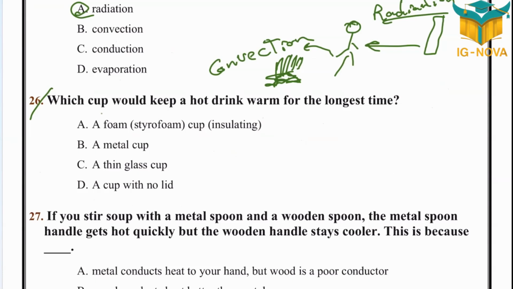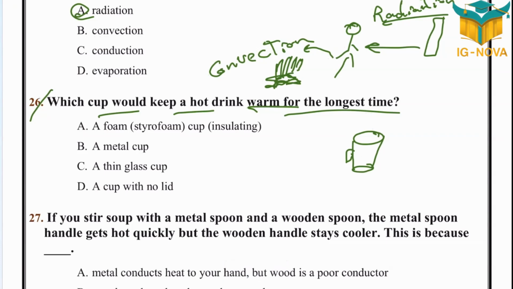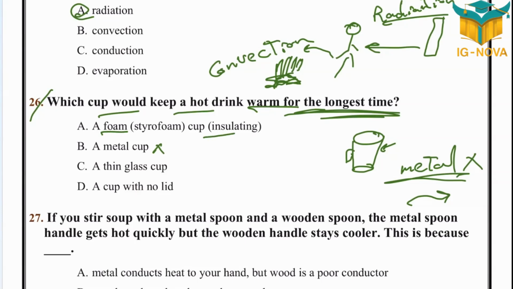Question 26. Which cup would keep a hot drink warm for the longest time? If you have a cup here, what is the best substance this cup can be made of to keep it warm for a long time? Surely it cannot be metal. Why? Because metal allows heat to flow. So it cannot be a metal cup. A foam cup is insulating, because foam is a very poor conductor. It doesn't allow heat to flow through. So I'm going to go for it.